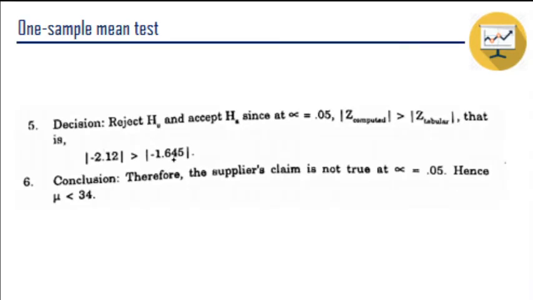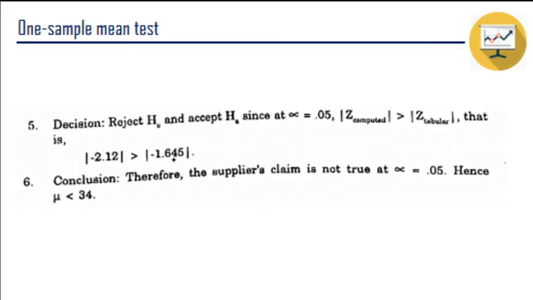So the decision is to reject the null hypothesis and accept the alternative hypothesis at 0.05 since the z computed is greater than the z tabular. The absolute value of z computed is greater than the absolute value of the z tabular. That is, the absolute value of negative 2.12 is greater than the absolute value of negative 1.645.